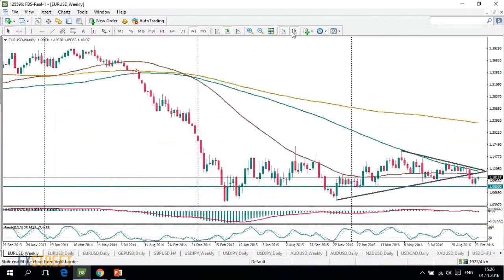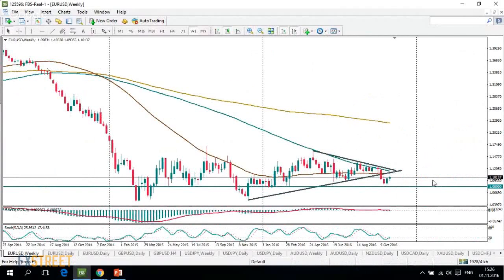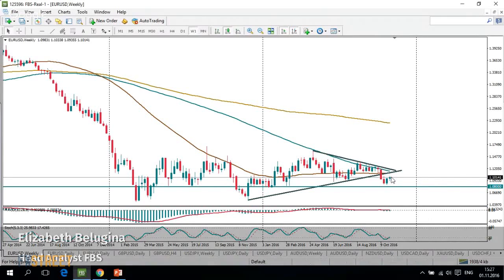We start with euro dollar, and usually we start with the weekly chart. We can see that the weekly candle formed last week was green, that means bullish, and it engulfed the body of the previous bearish candle. However, it didn't engulf this candle's upper shadow, so I believe that we will have probably a bit more of correction in the euro dollar to the upside, but this correction should be limited.